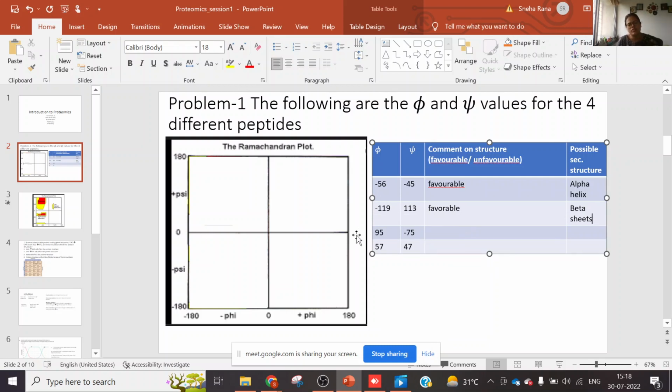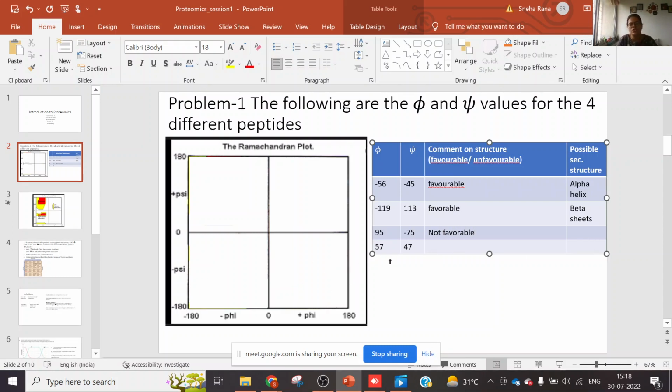Now the third one. Anyone want to try? It's not favorable because it comes in the third quadrant. Phi is a positive value, which is this, and psi is negative, which is this region. So this comes under this quadrant, which is not favorable. So you are correct. Definitely it will not have any possible structure.